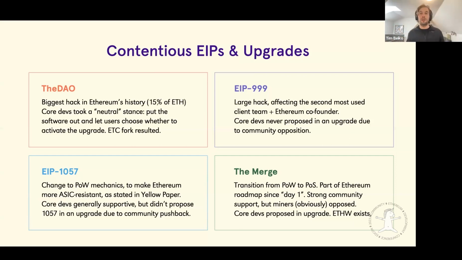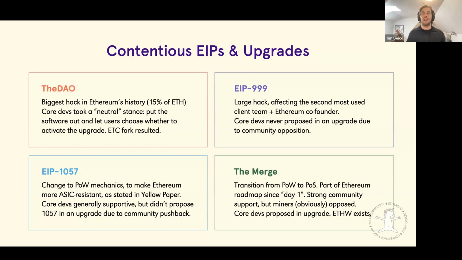But then a couple of years after, there's another big hack, or a bug actually, on a multi-sig which was written by the Parity team, which had the second most used client after Geth and was also led by Ethereum's co-founder, Gavin. So it literally made all of their funds stuck, as well as, I believe, 100 other projects' funds. And there were a couple of EIPs to resolve this, most notably EIP 999.